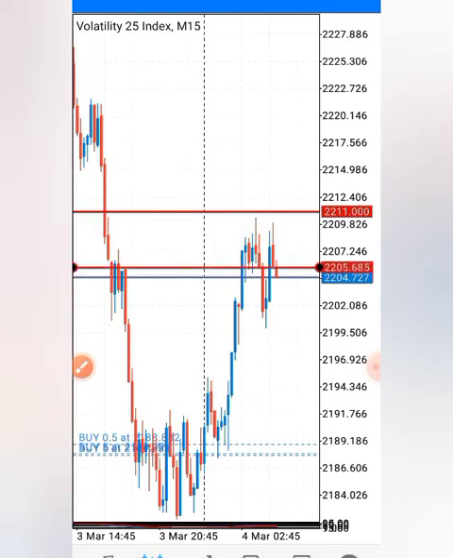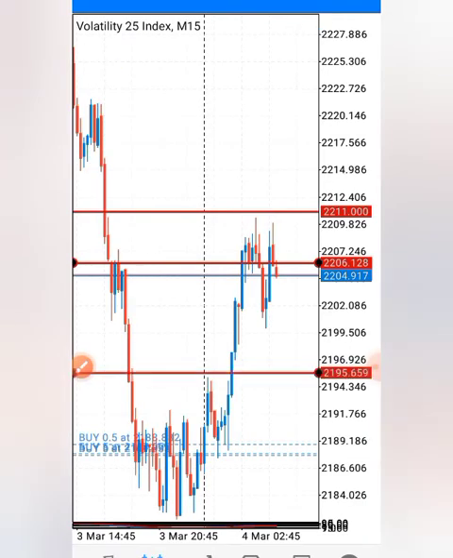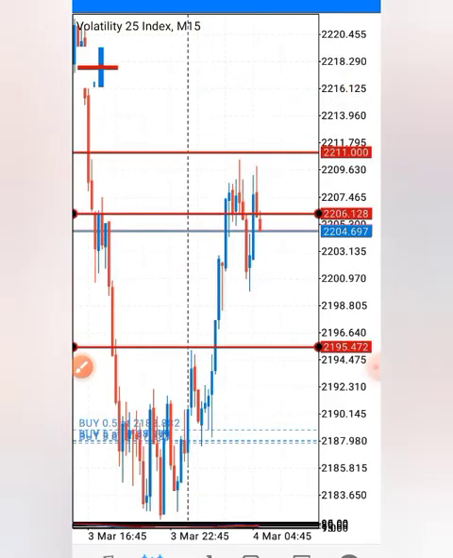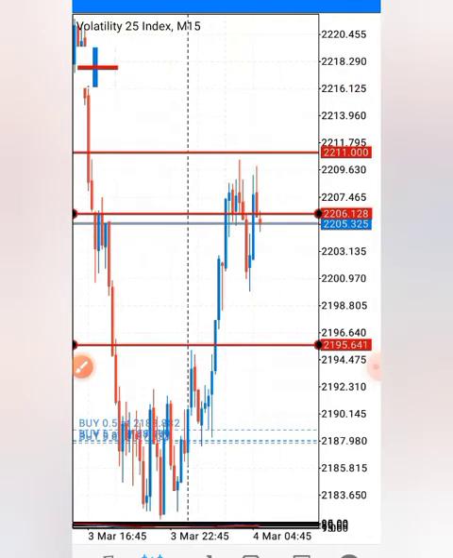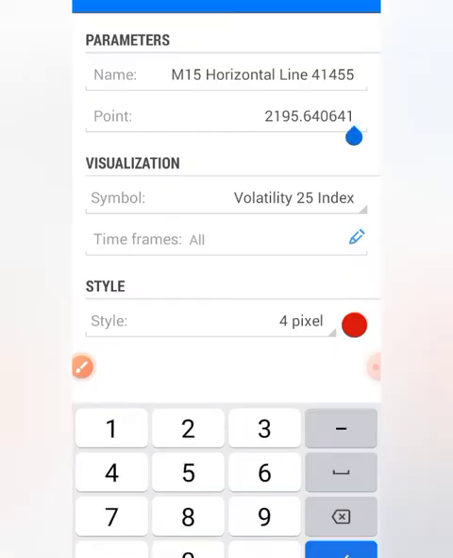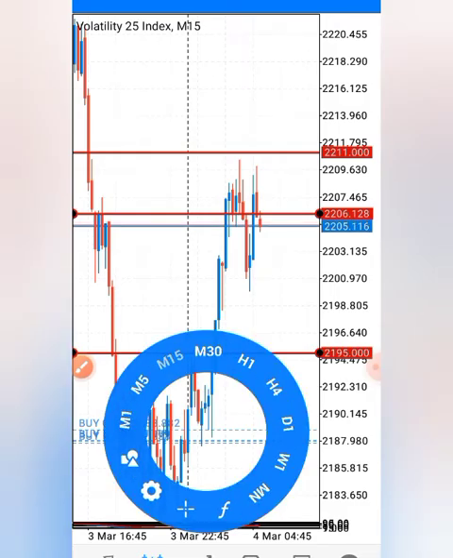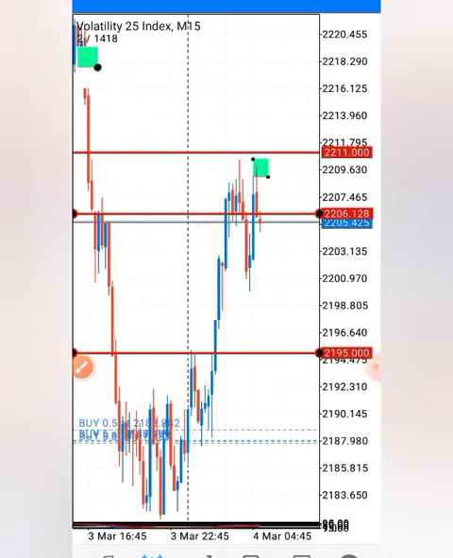Remember, here is my entry at 22.06. So my take profit should be at 21.96. That will be giving me $5 if the market goes in my favor. So if I'm bringing up a shape, this is what I'm looking at.